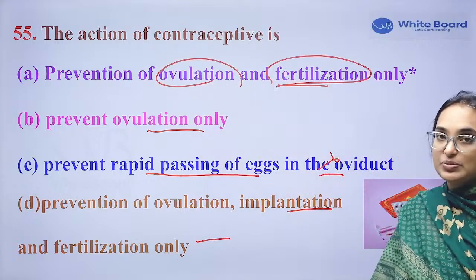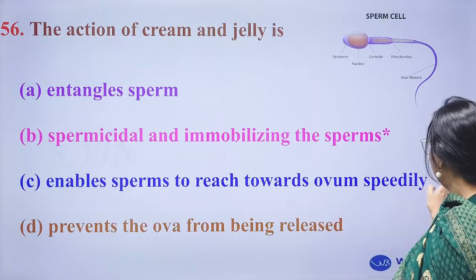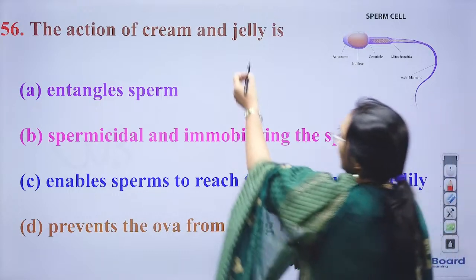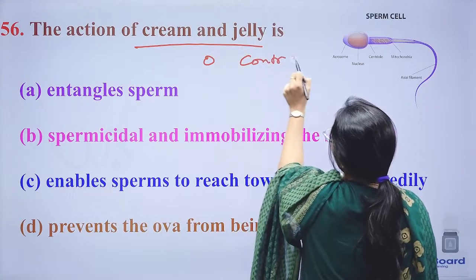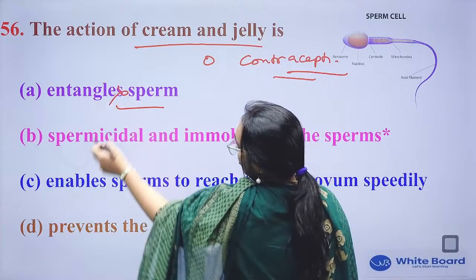That step itself is prevented. So 55 answer is A. Next question. The action of cream and jelly. Cream and jellies in the contraceptives. Okay, from the contraceptive point of view, the action of creams and jellies is entangle sperm.